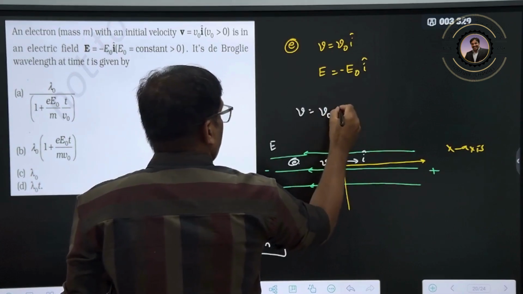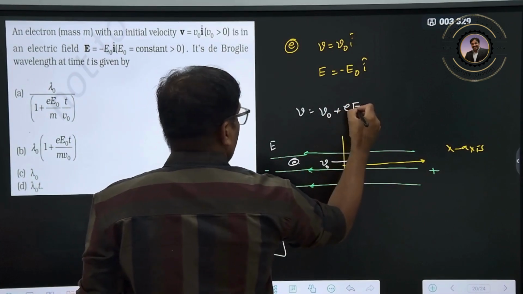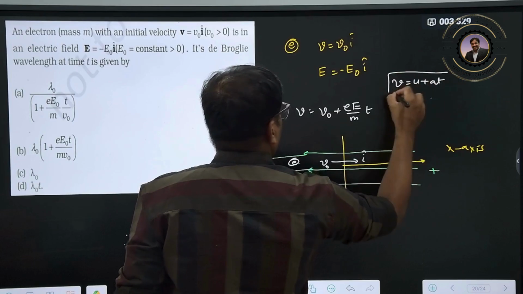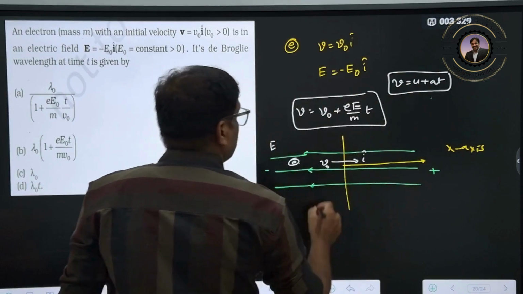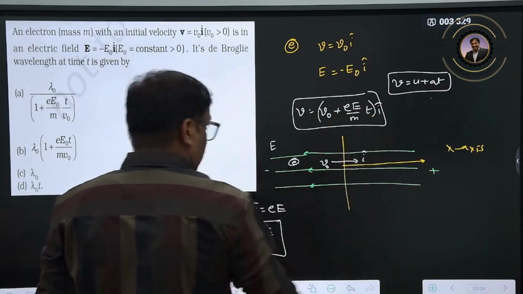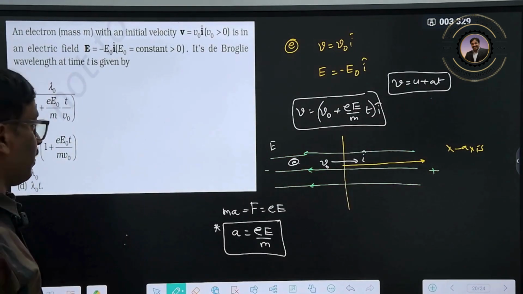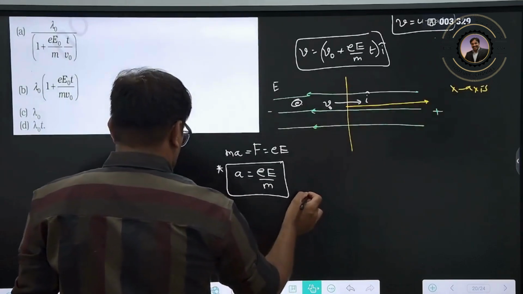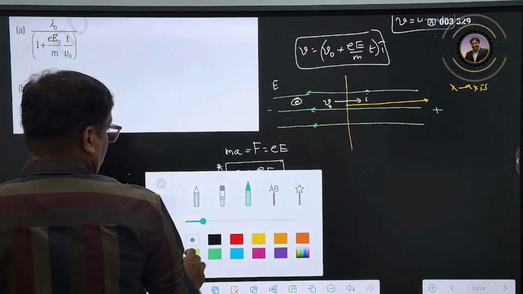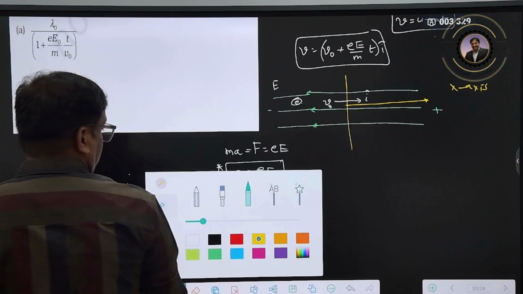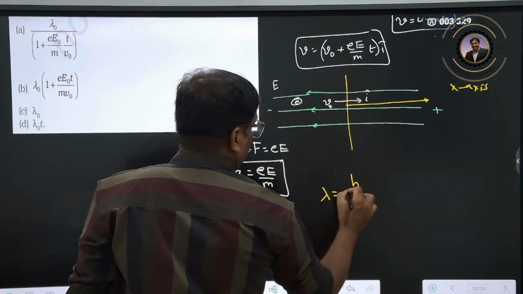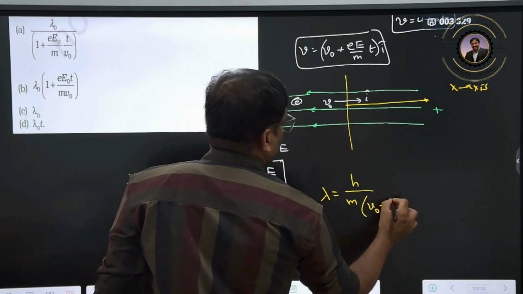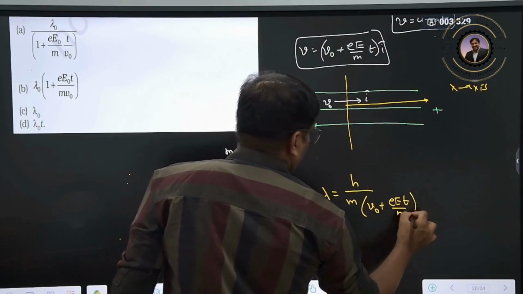So it is v naught plus acceleration, which is e into E by m, into t. That is nothing but v equals u plus at, this is clear. Both are acting in the same direction, that is I cap. This is your velocity. So now what can you write? The de Broglie wavelength, you can rewrite it as h by m into v, which is v naught plus E into t by m.